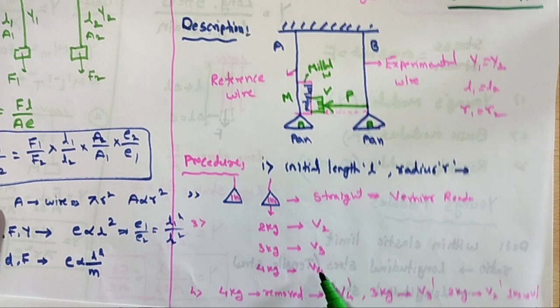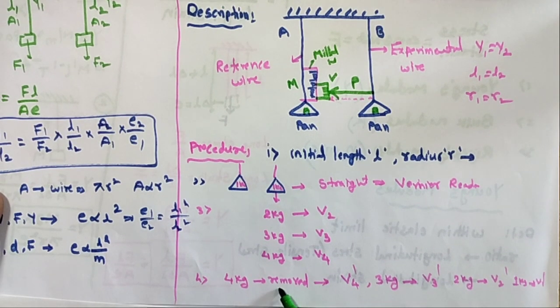Now the load will be decreased. 4 kgs is removed. You note another vernier scale reading, which I am calling V4 dash. And 3 kgs is removed, you note V3 dash. 2 kgs removed, V2 dash, 1 kg, V1 dash. So when the load is increasing, you note the vernier scale reading. When the load is decreasing, you note the decreasing reading.